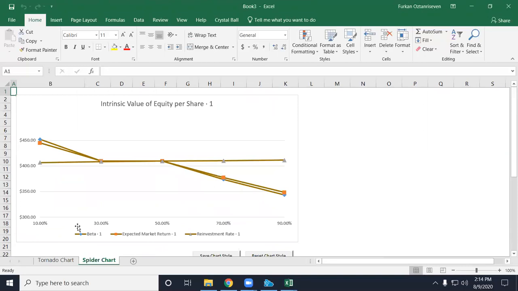Another thing I would like to show you here is the spider chart. Basically, the reinvestment rate, again, doesn't make much difference, but the higher the reinvestment rate, slightly higher results for intrinsic value. But again, you can see that beta coefficient and the expected market return can make a significant change in our intrinsic value. So the higher those values are, the lower the intrinsic value is.